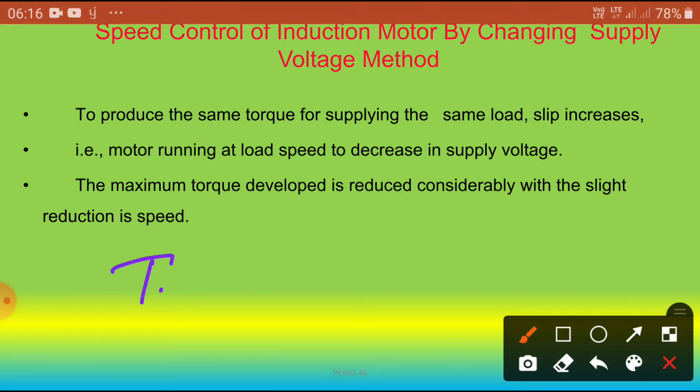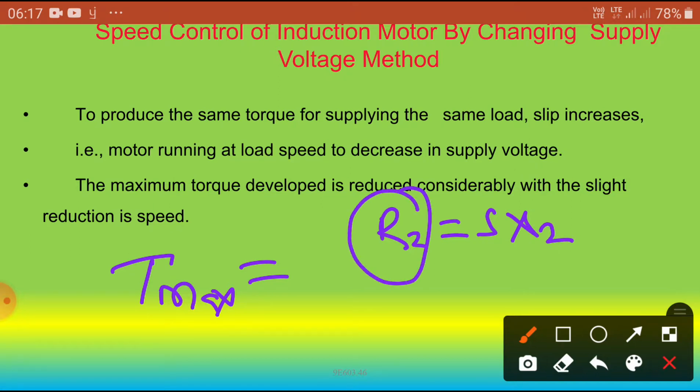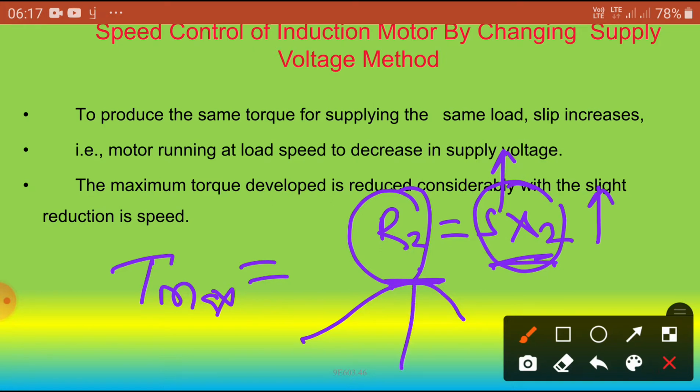So what is the basic constant? T max occurs at the condition R2 equals S into X2. The rotor resistance is constant, while this is a variable value. So what will happen? The slip value increases in this case, so this value changes. Whenever the product of S and X2 equals R2, the maximum torque is produced, so the maximum torque changes here. In the previous case the torque is here, and in this case the torque is here.